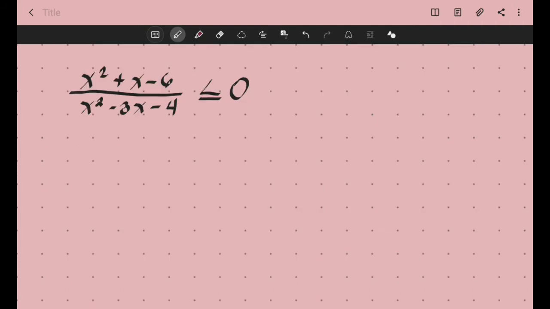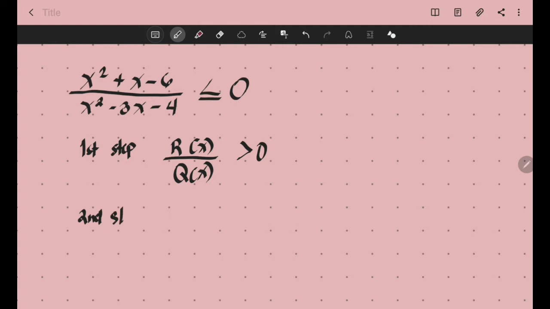Let us have an example. We have x squared plus x minus 6 all over x squared minus 3x minus 4, and that is less than or equal to 0. The first step is to put the rational inequality in general form. R of x all over q of x is greater than 0. So since the given already has 0 on the right side of the inequality, we are done with step 1. Our second step is to write the inequality into a single rational expression on the left side. So as we can see, our given is a single rational expression.